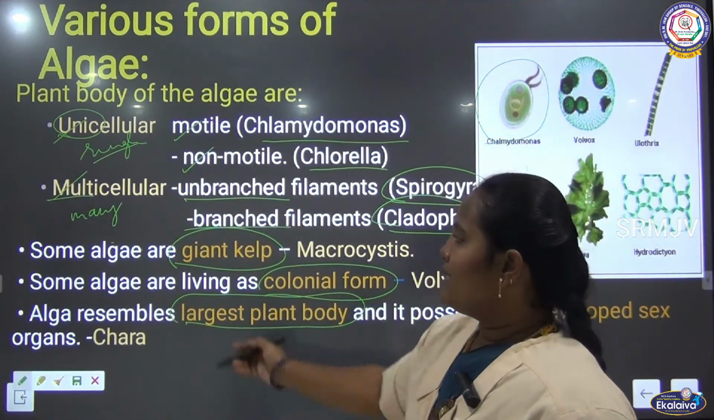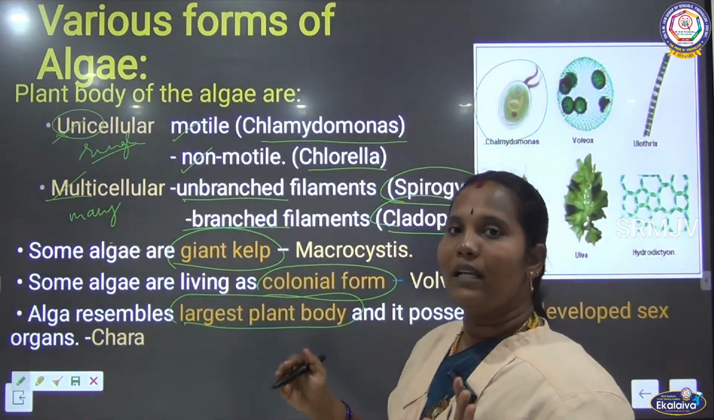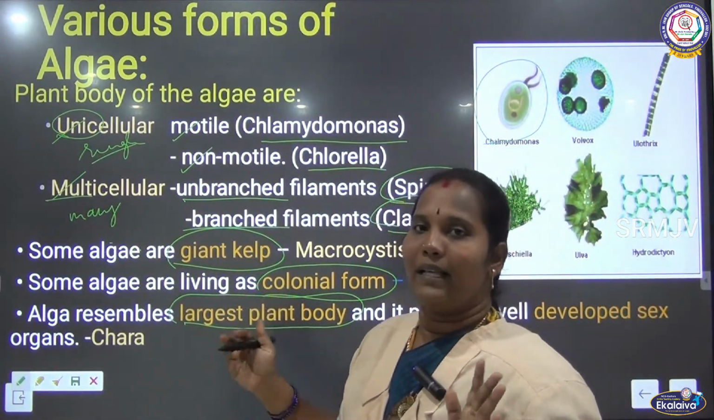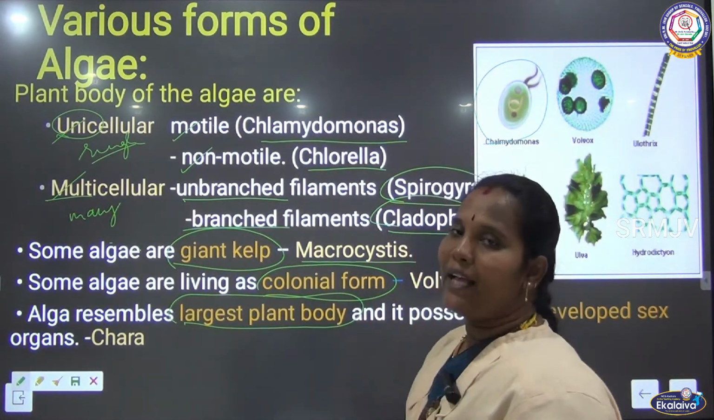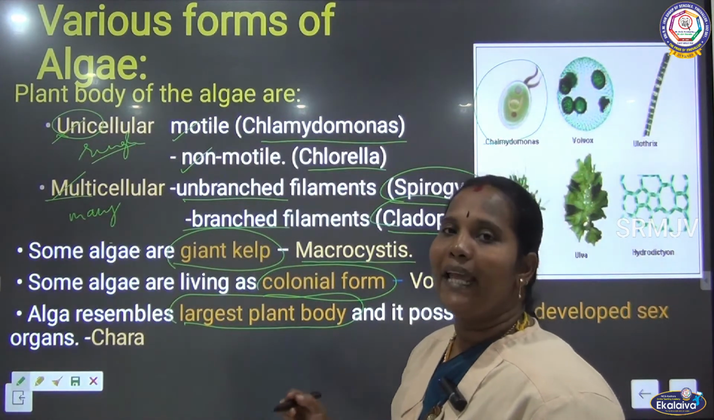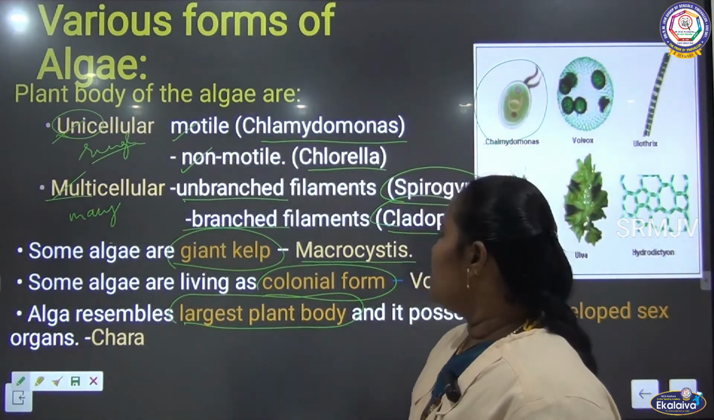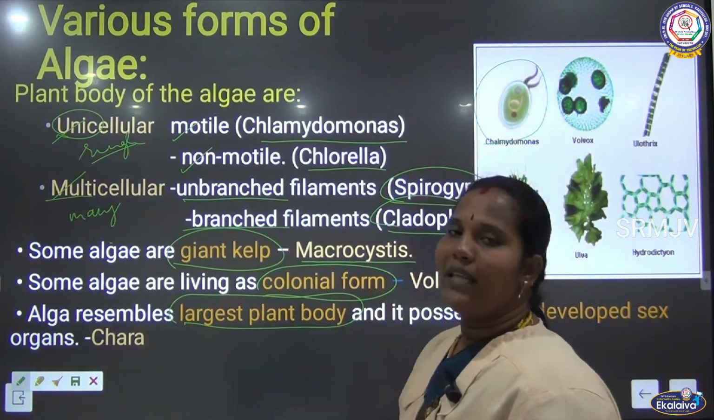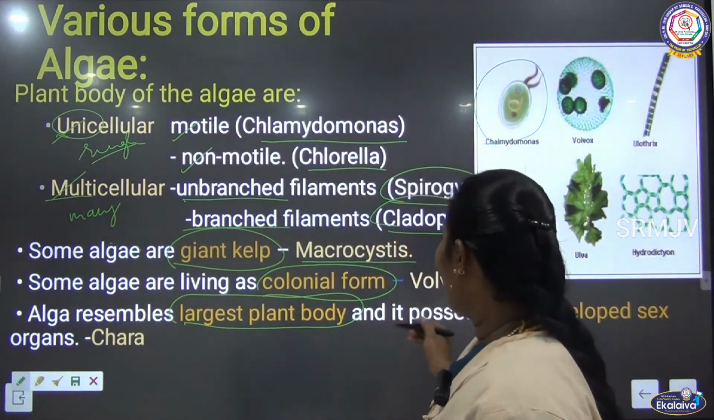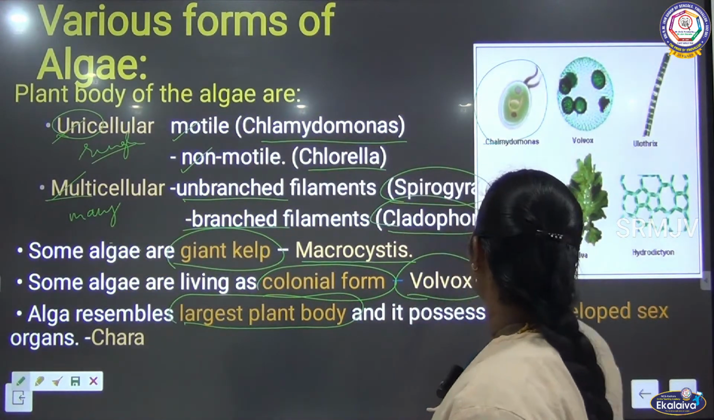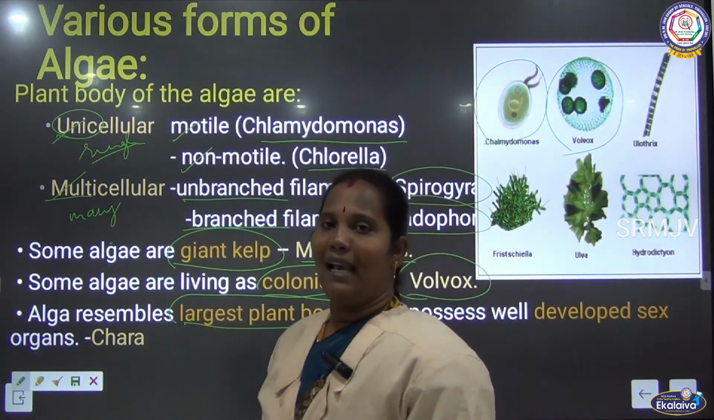Next one, we see some algae in the form of a giant gulf. Giant gulf means it looks like a giant shape like that. What is the example? Macrocystis is the example for the giant gulf of algae. Some algae appear in colonial form. They are living joined together. The example is Volvox. Volvox is the example for the colonial form of the algae.